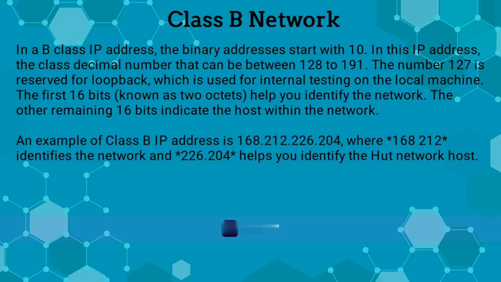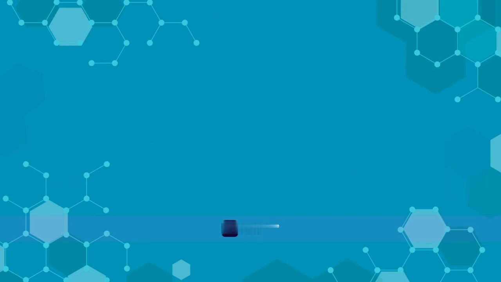The first 16 bits, known as 2 octets, help you identify the network. The other remaining 16 bits indicate the host within the network. An example of a Class B IP address is 168.212.226.204, where 168.212 identifies the network and 226.204 helps you identify the host.